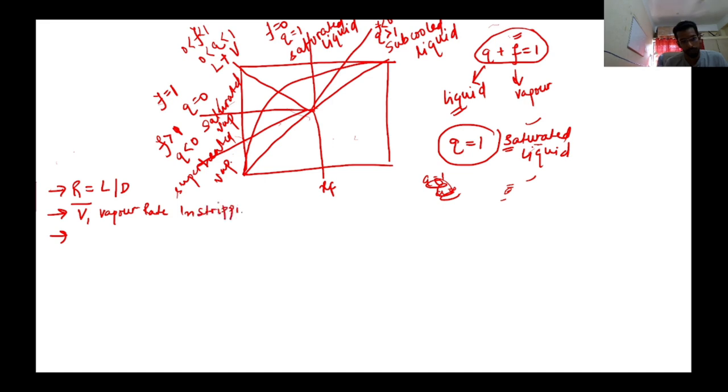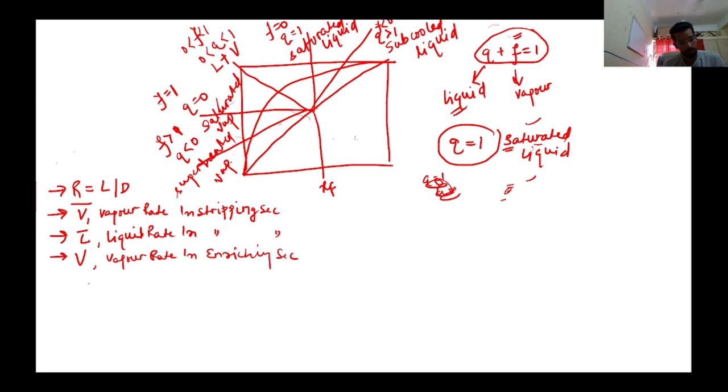You should all know this nomenclature, stripping section. L dash denotes the liquid rate in stripping section. V dash denotes the vapor rate in stripping section. V denotes the vapor rate in enriching section, or rectifying section. And L denotes the liquid rate in enriching section. Okay, so you all know this nomenclature.